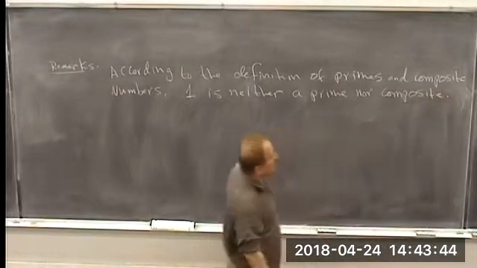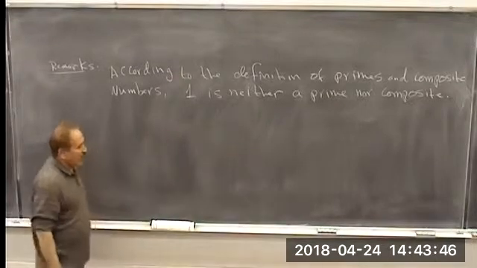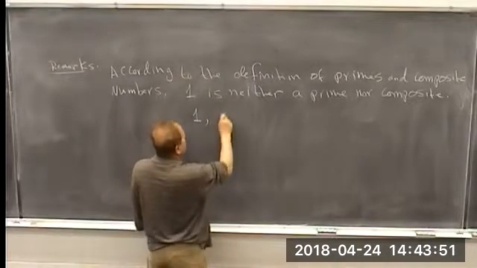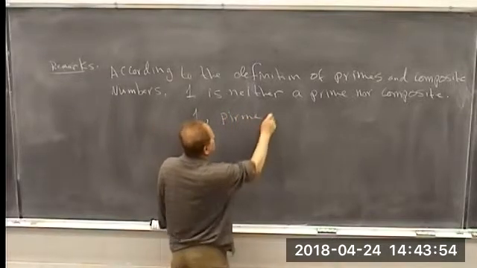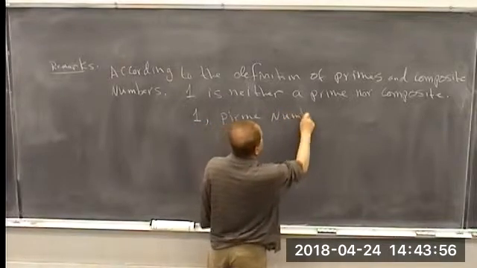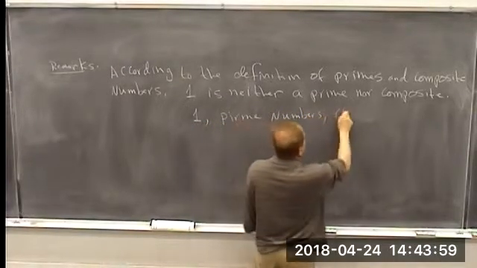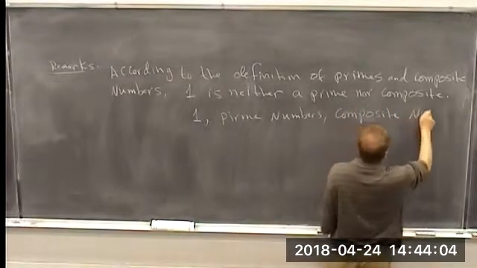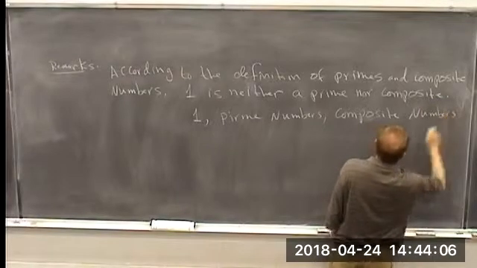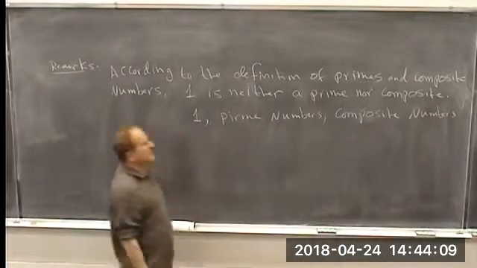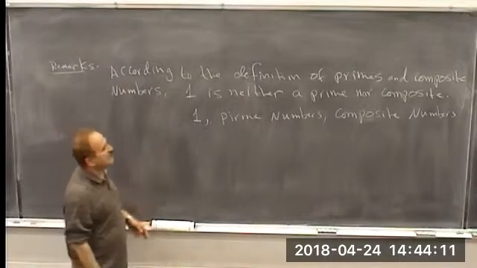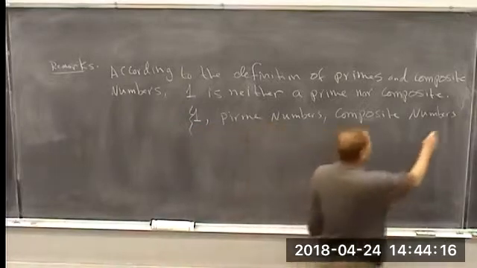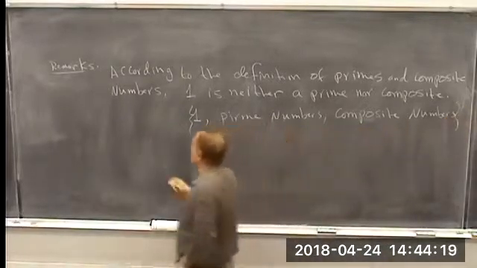So in other words, we have three classes of natural numbers. We have one, we have the prime numbers, and we have the composite numbers. And there is no overlap. There is no number that is common between these three types of numbers. And when you put all of these together, we come up with the set of natural numbers.